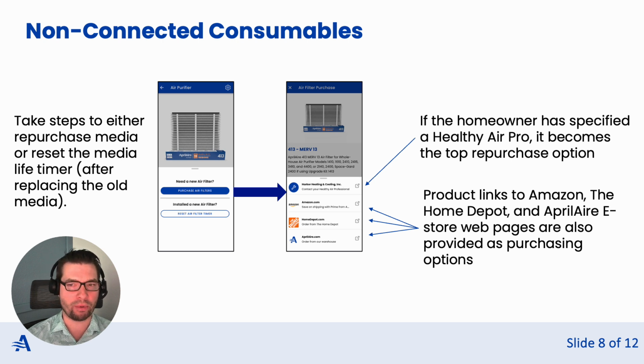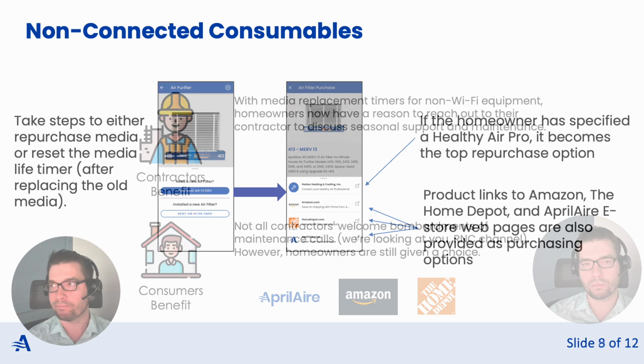If the homeowner has specified a HealthAire Pro, you can see that it is the top option that the customer can then purchase more products from. There's also Amazon, Home Depot, and AprilAire specified, which will take the customer to the following stores to be able to purchase that media there.